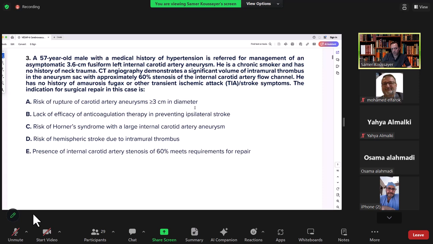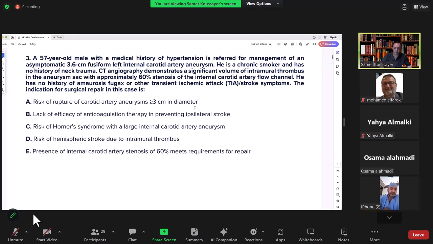What does the size depend on? Do we have a size here or not? Yes, 3.6. When we treat them, do we depend on a special size, like more than 2, more than 3, more than 4? I can't recall the number, but I think in the carotid, more than 2.5. In the carotid, they go by the size of the native artery. Correct? Yes, right.